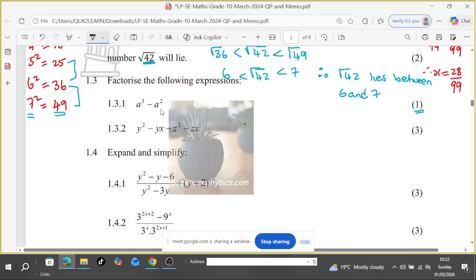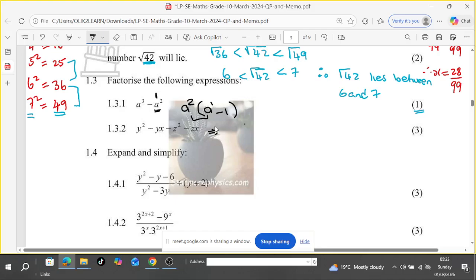But we need to take the highest common factor, which is a squared. Please pay attention. Where there's a squared, if we take it out, we're just gonna replace that a squared by 1. So I'm going to put a squared outside, and then inside a bracket I have a to the power 1, because remember, when we multiply the same base, we add the exponents. So we are left with a to the power 1 minus 1. Then this is fully factorized. Are you happy with that? Okay, let's work on this 1.3.2.